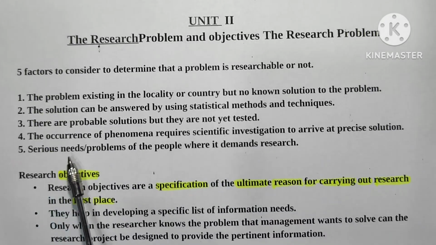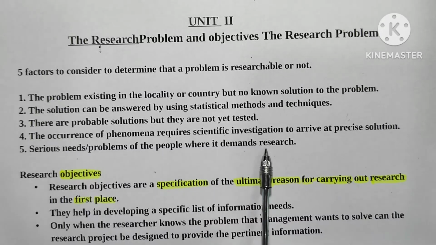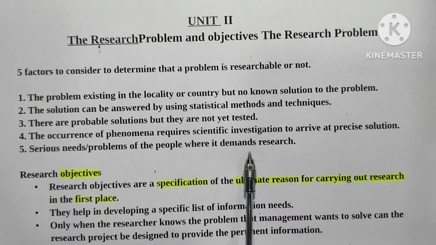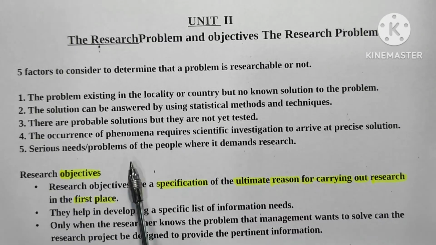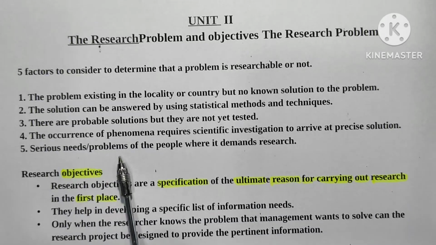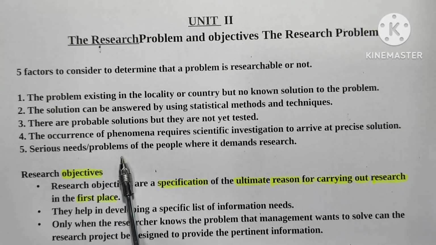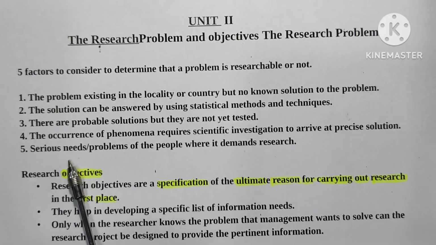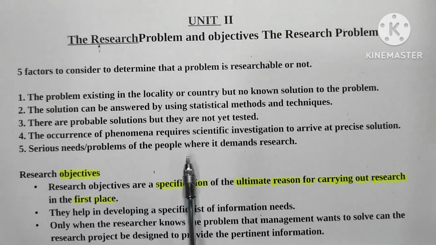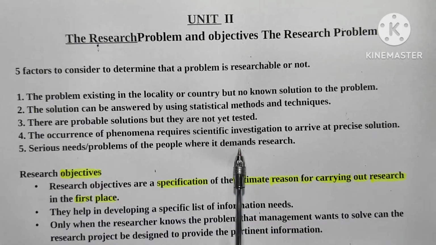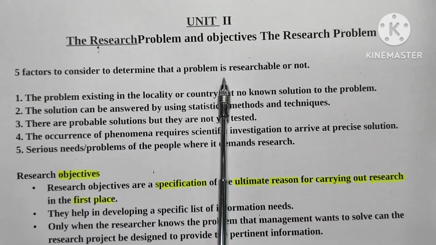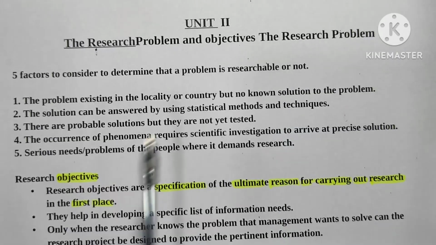The fifth factor is serious needs or problems of the people where it demands research. If your own professionals, nursing staff, are suffering with any problem, you can take that and find a solution where there is a demand for research. Or in the ward where you are working, patients are suffering with some illness and no solution has been identified till now. You can take that serious problem or need which needs research. That is also one of the factors. These are the 5 factors for determining whether a problem is researchable or not.